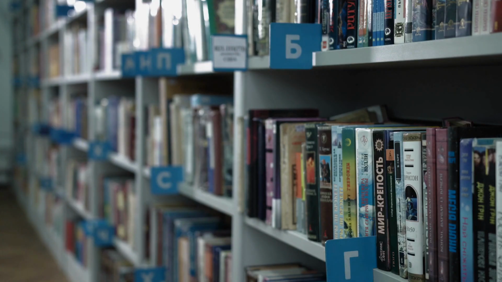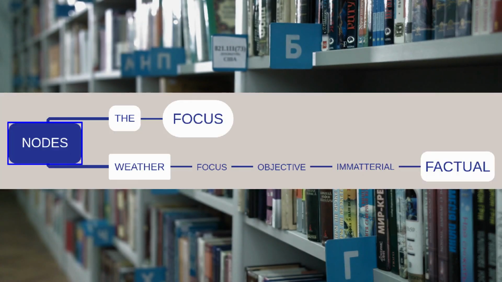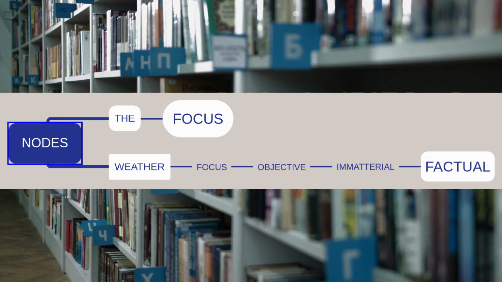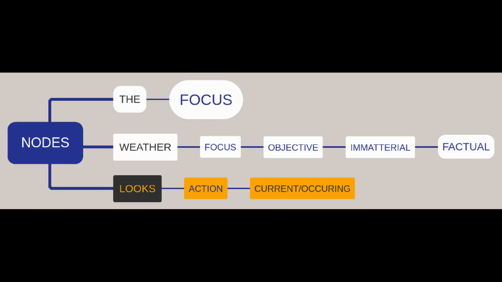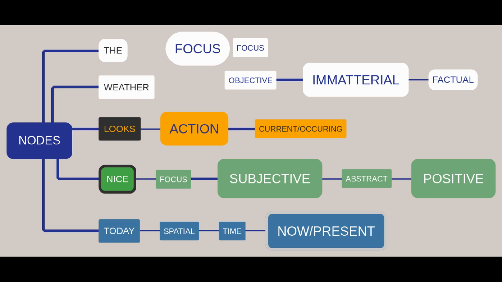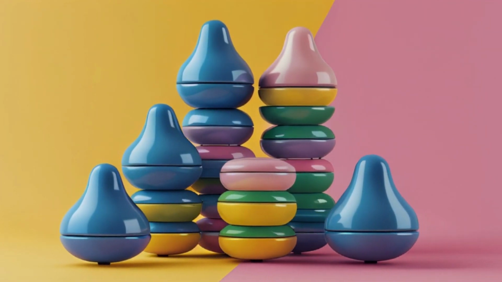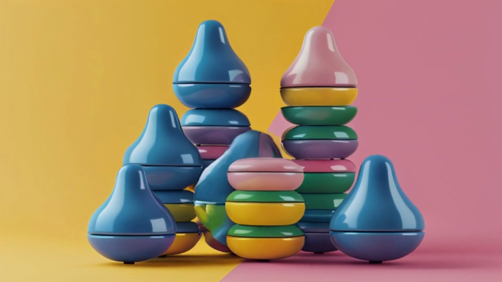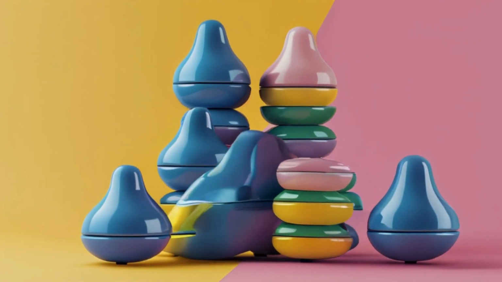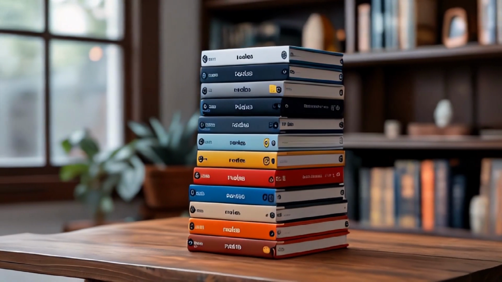Right. So the word the would fall under the focus node. Weather would be classified as focus subjective, immaterial, factual. Looks would be action current occurring. Nice is focus subjective, abstract, positive, and today is spatial time current. Okay, so each word gets its own specific node based on its meaning. I'm starting to see how this creates a kind of map of the sentence, but how do we actually read this map? What does the string of nodes tell us about the meaning of the sentence?